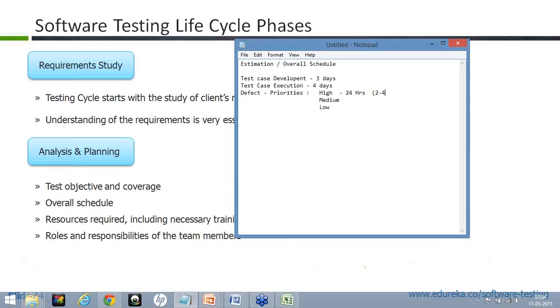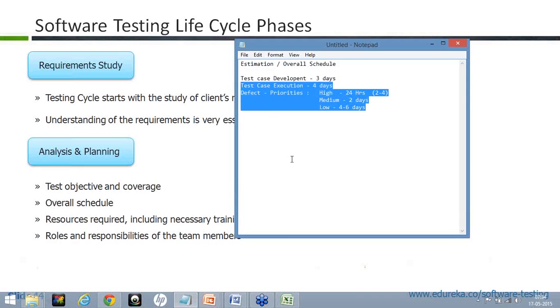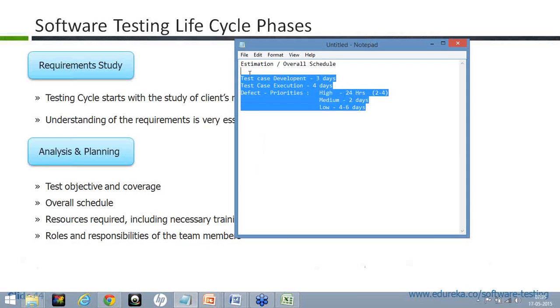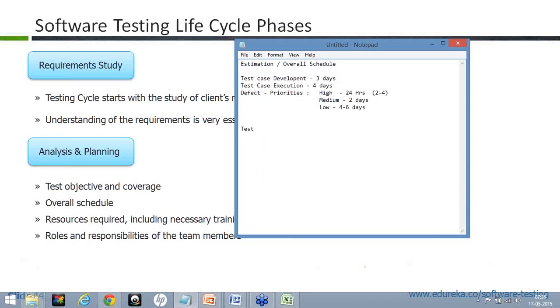Some companies provide you just 2 to 4 hours. Okay, and medium depends on the business criticality. For medium, they'll say 2 days, and low must be 4 to 6 days. Okay, so you have to consider all those things while giving your estimation or your overall schedule, and then you have to tell your customer, since we have involved all these kinds of activities, and since this would take so much time and days, our testing schedule will take around, let's say, 30 days. Okay, so that is the overall schedule.